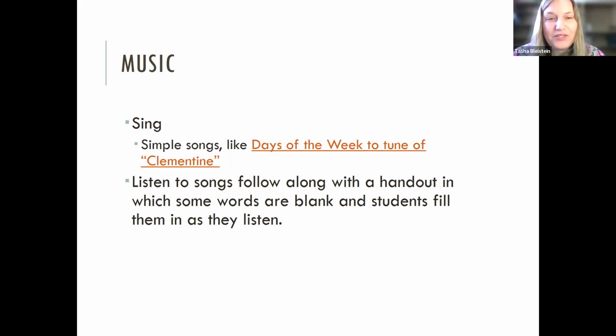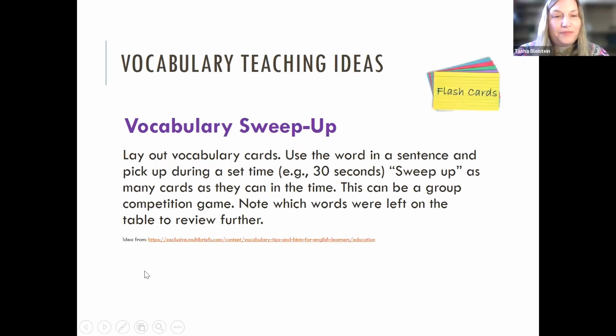They could also listen to a more advanced song and follow along with a handout, and you can leave words blank and they can write those words in. So music can help them with vocabulary, first noticing the vocabulary in something like a song and then working on spelling it and using it.